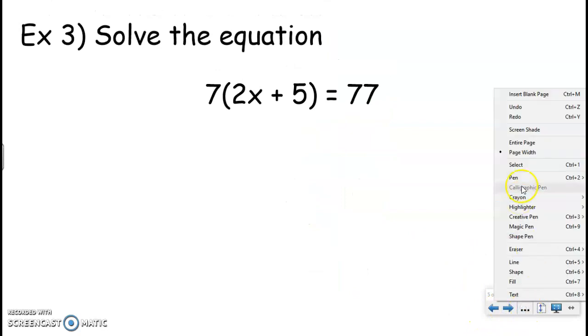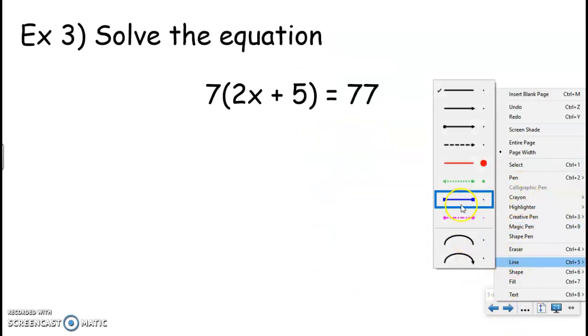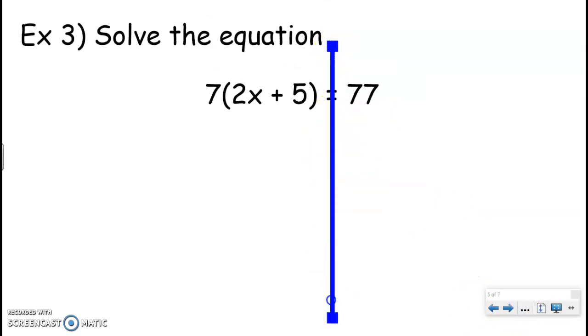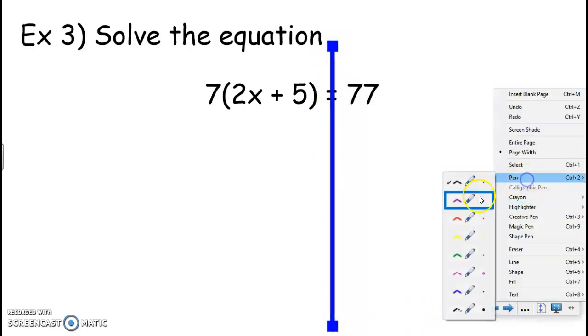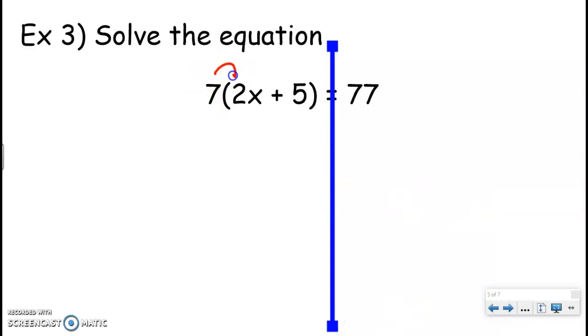Okay, next problem. Drawing my line, first step is to eliminate your parentheses by distributing. So we are going to distribute 7 through our parentheses. Okay, you do have another option. You can actually divide by 7 like we did in the last lesson. It's completely up to you. It works both ways. Okay, so distribute my 7 through.